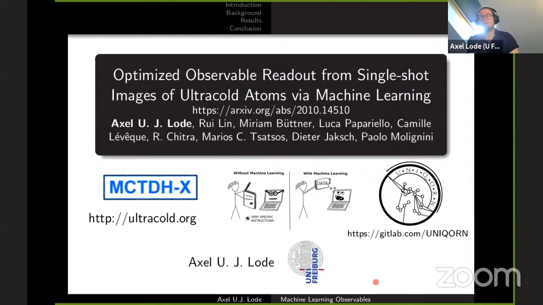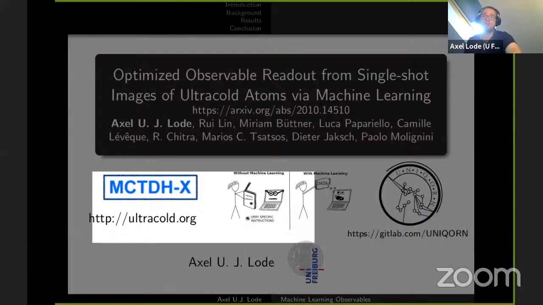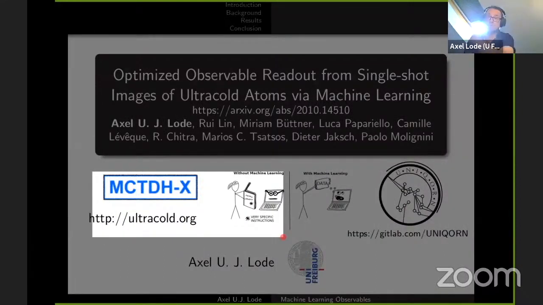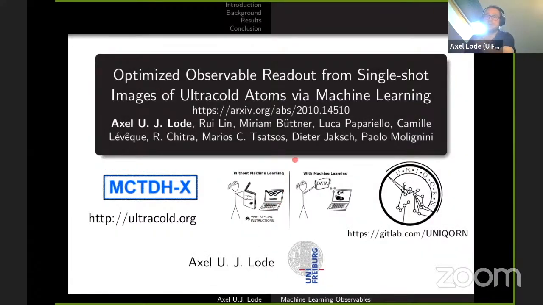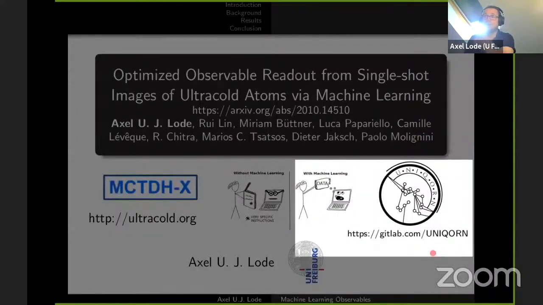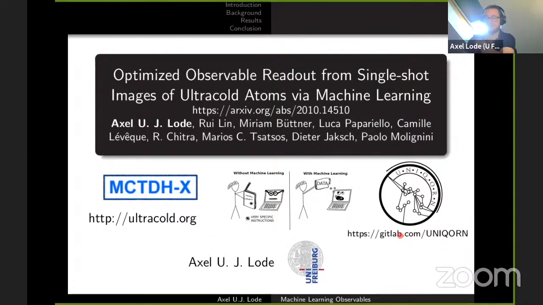In this talk, we put to the field two open source software packages, namely the multi-configurational time-dependent Hartree for indistinguishable particles to simulate the ultracold atomic systems and their detection, and UNICORN, the universal neural network interface for quantum observable readout from N-body wave functions to do the supervised regression task that I just discussed.